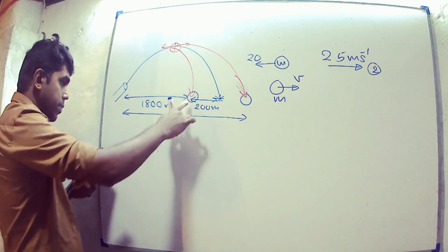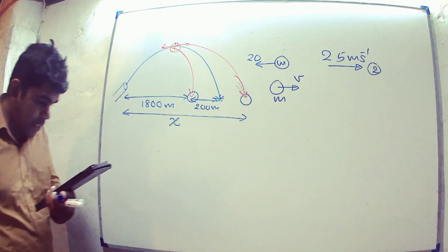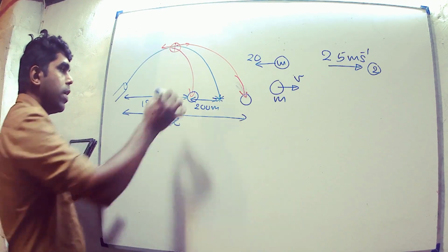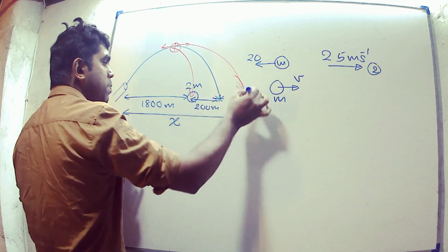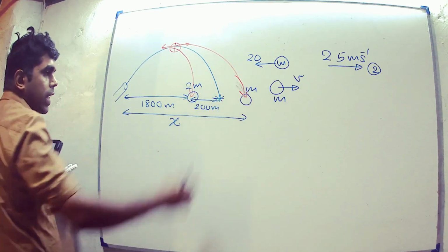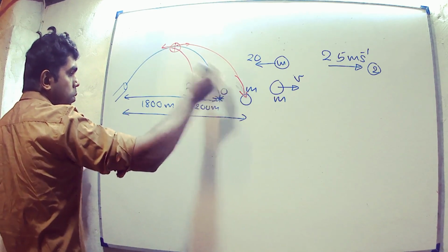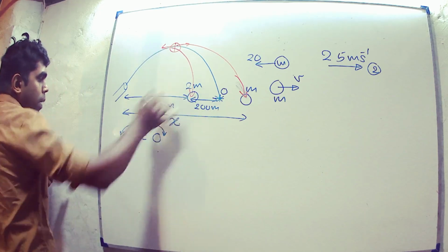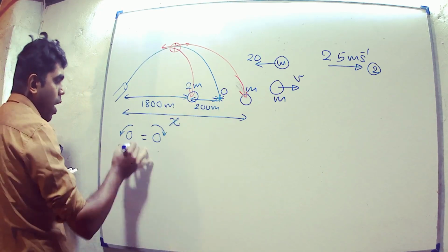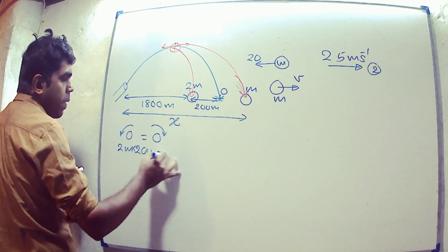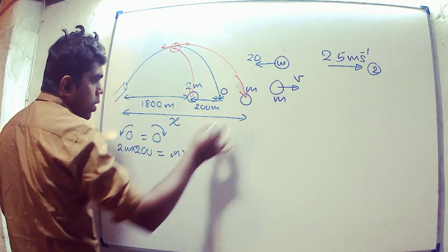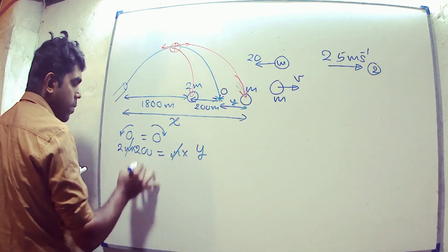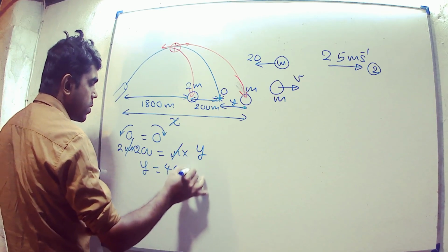Then, they have given that the mass of A is twice the mass of B. It means this mass is 2m, this mass is m. We can consider the torque around point O. 2m into distance 200 should be equal to m into this distance y. We can cancel out m, then y is 400 meters.